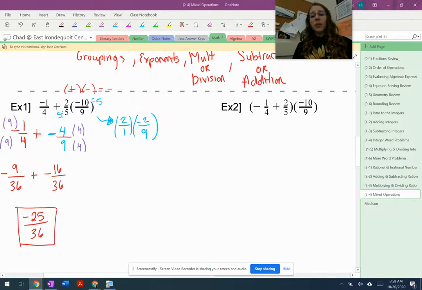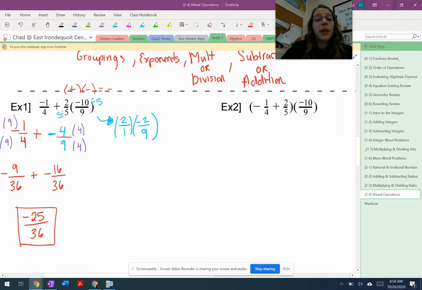All right, so here we're looking at the last example, number 2, for Math 7 2-4 mixed operations. Here we're going to look at the difference that those parentheses make. In our first example, we started with the multiplication first. Let's see how that changes in this example.